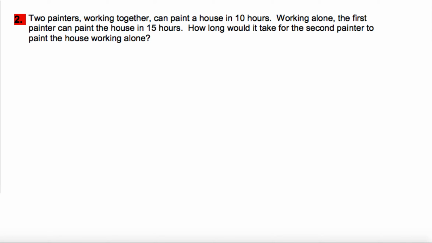Two painters working together can paint a house in 10 hours. Working alone, the first painter can paint the house in 15 hours. How long would it take for the second painter to paint the house working alone?